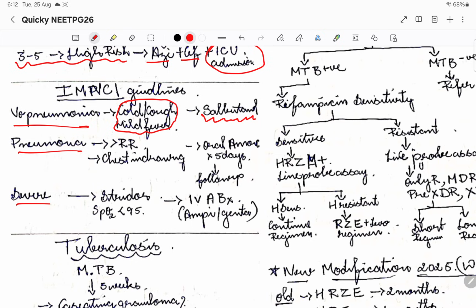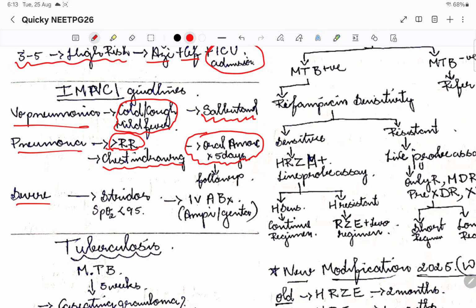Now if there is pneumonia, there will be exaggerated respiratory rate and chest indrawing. So chest indrawing is pneumonia, not severe pneumonia. Please remember this. The management will be on OPD basis only. We are going to give oral amoxicillin for 5 days, and we'll tell them to follow up after 5 days.